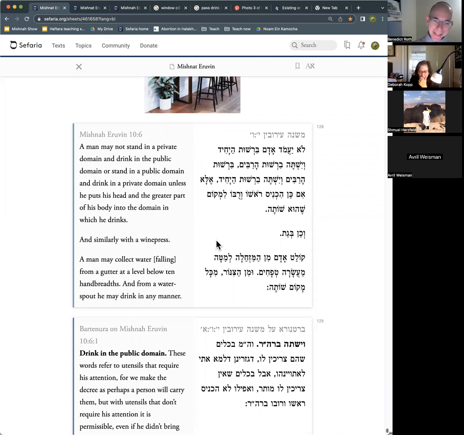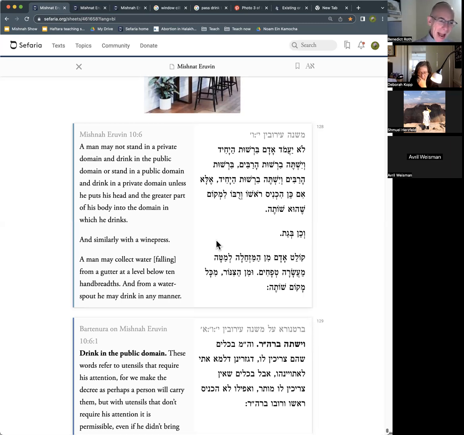Unless he puts his head and the greater part of his body into the domain in which he drinks. In other words, the Mishnah seems to be asking for him to reach over and put his head into the domain where he's going to drink. So he can, if you like, bring the liquid across once he's drunk it, but he can't bring the liquid across with his hand and drink it.